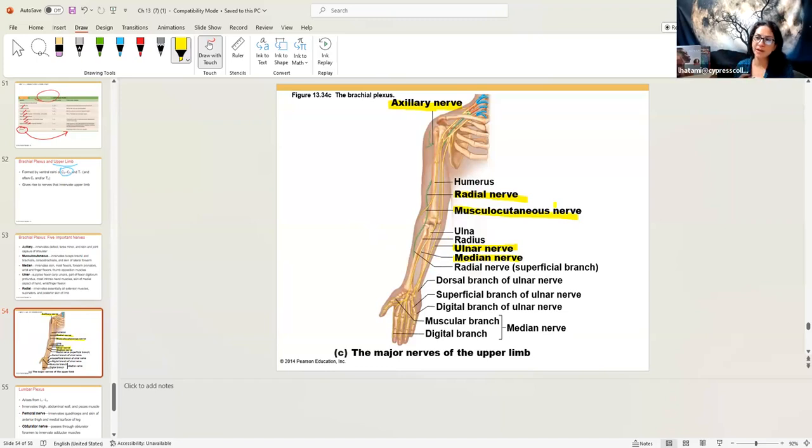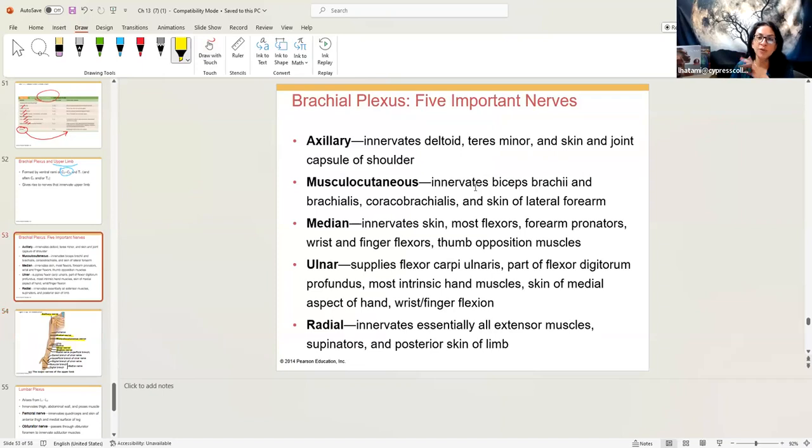These are the mixed nerves for motor and sensory, for different regions of the arm, forearm, hands, fingers. So I want you guys to know these 5 important nerves of the brachial plexus. Make sure you know the axillary, musculocutaneous nerve, median nerve, ulnar nerve, and radial nerve. These are the branches of the brachial plexus.